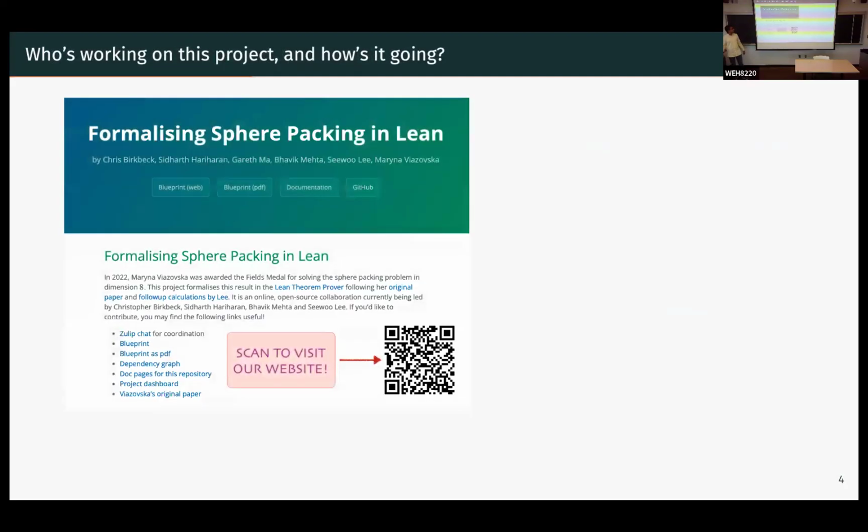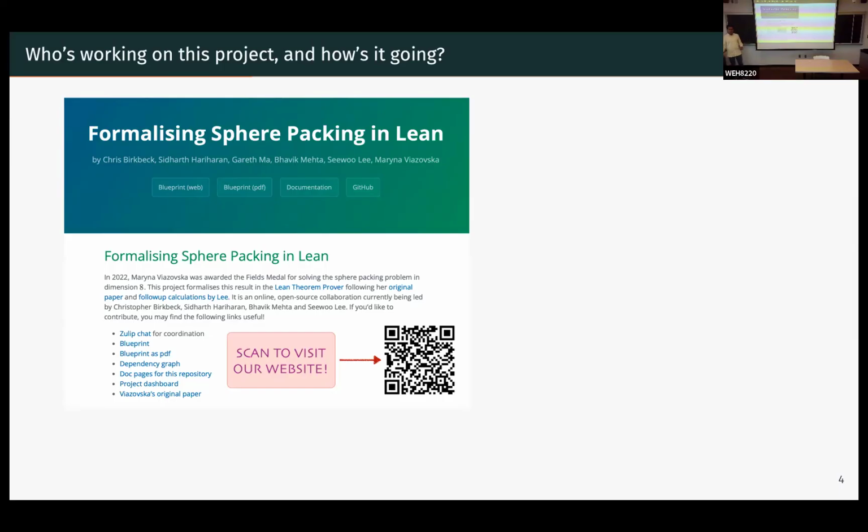What's actually happening? First and foremost, we have a website. It's always nice when you have a website. You can scan this QR code to visit that website. There are many links here that you can follow to get an idea of what we're doing and where it's at. We have, for example, a dependency graph.